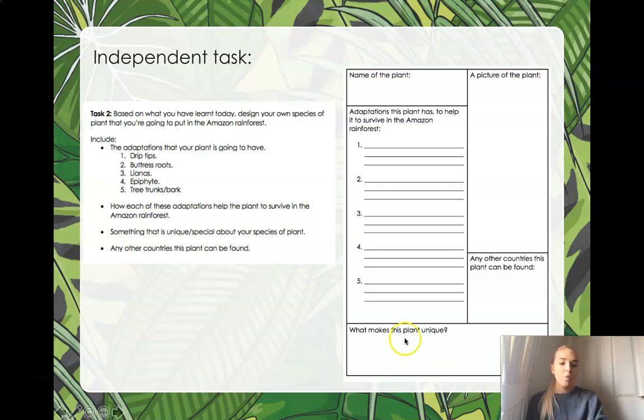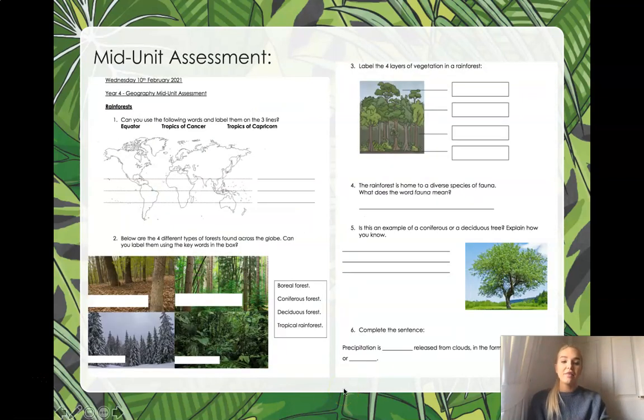And finally, what makes this plant unique? Just like the banana tree plant could grow bananas, the rubber plant could make rubber, the cacao tree could make chocolate. Why is your plant unique? What's special about it? And when you've done that, that will complete today's task. And then you have your mid-unit assessment, okay?